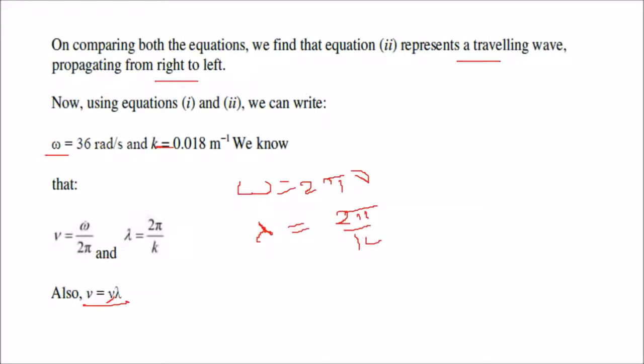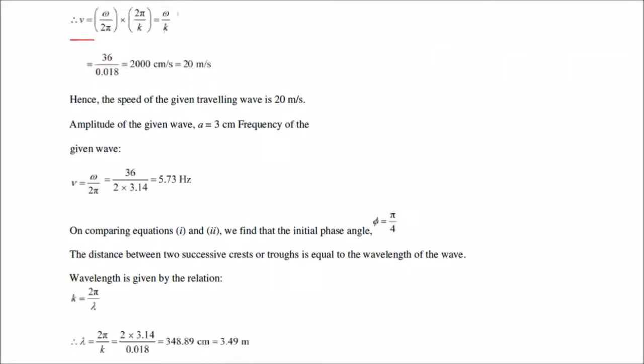Omega 2 pi, here we will use this value. So what velocity becomes? Velocity becomes omega by k. Omega is known to us, we have compared it with the actual equation. K is also known. So this is 2000 centimeter per second. You can convert it into meter per second. Now the speed of the wave we just found out to be 20 meters per second.